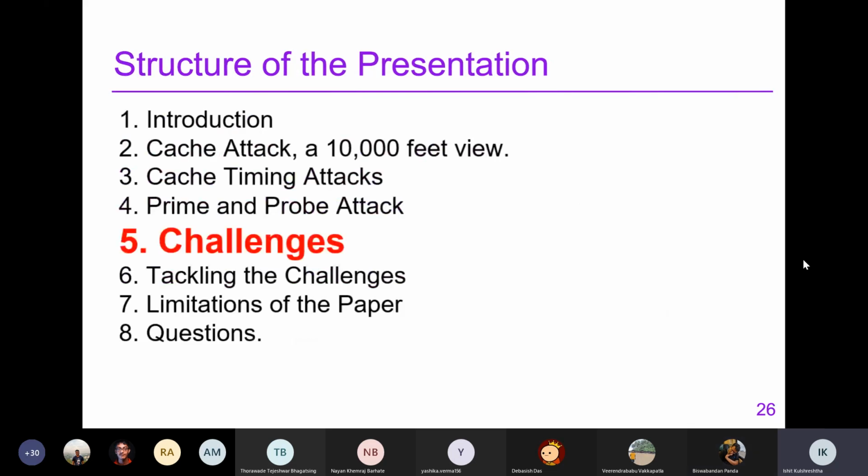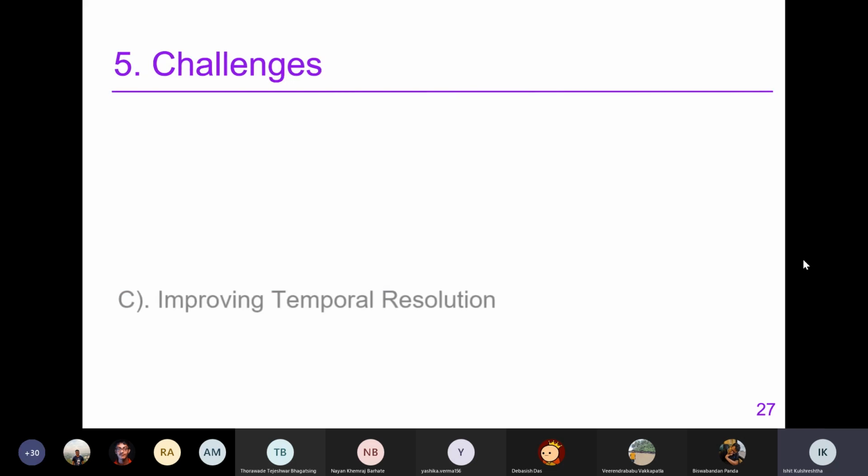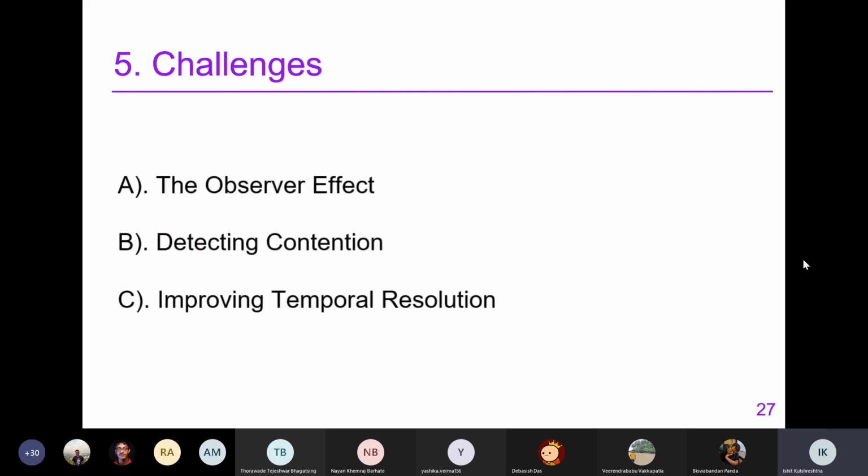So, the challenges that the authors have overcome: there are three. The first one is the observer effect. The second one is detecting contention. And the third one is improving temporal resolution. We will go over them one by one.